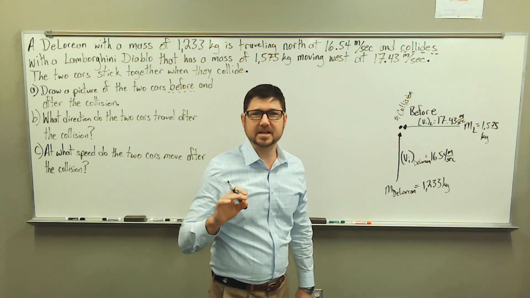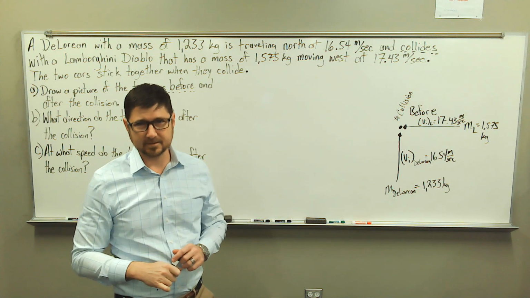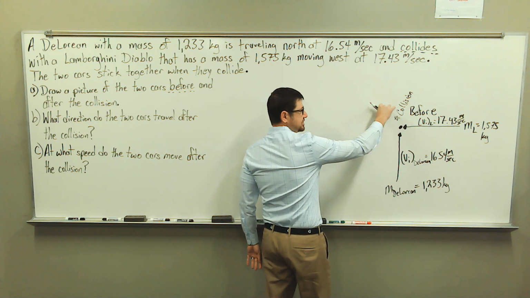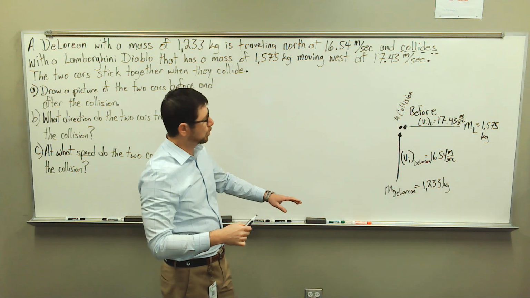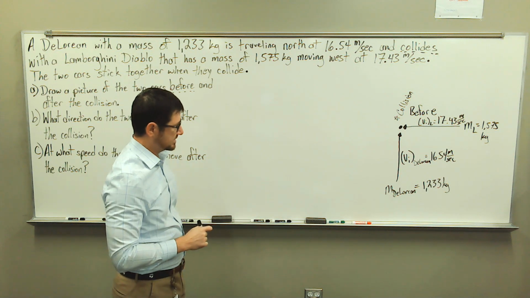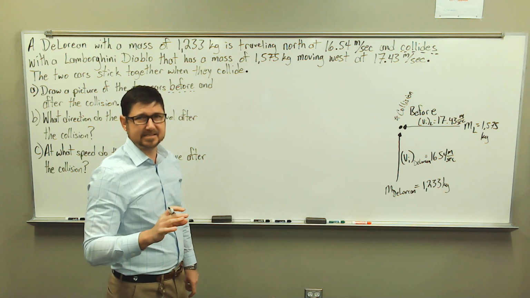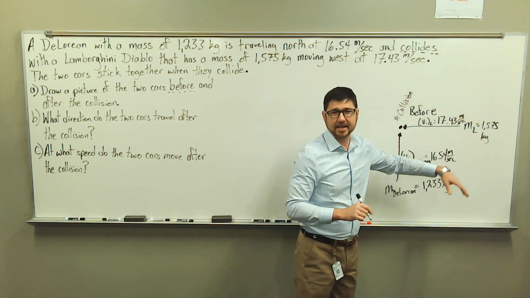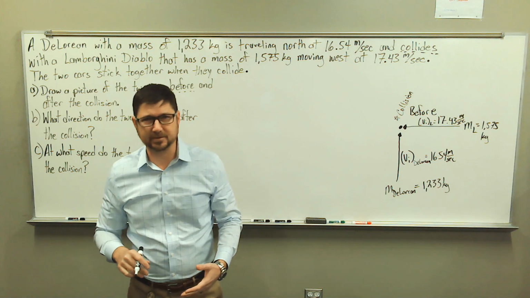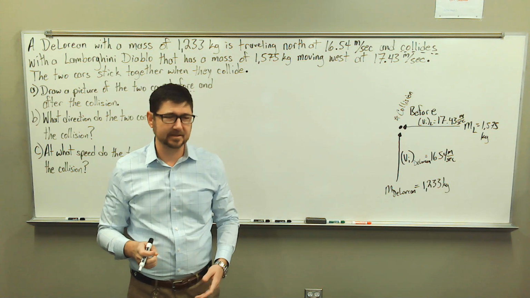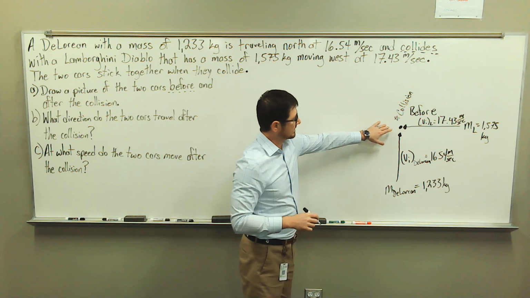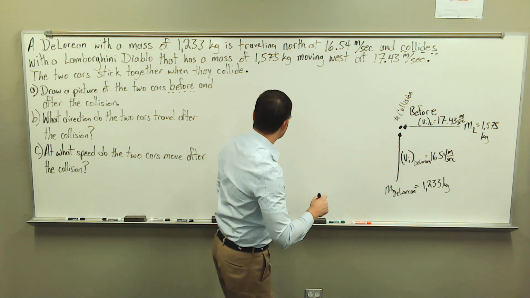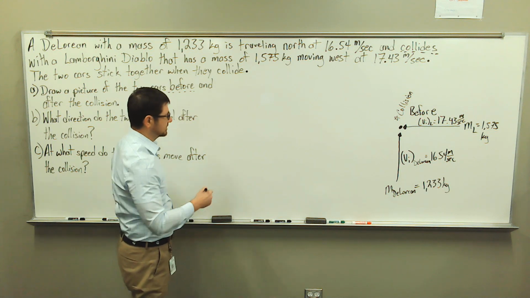Now the problem tells us that they're going to stick together when they collide. They are going to head in this general direction, which would be quadrant 2 or a direction of northwest. So what we're going to do is calculate the momentum of both the DeLorean and the Lamborghini, and then add vectors graphically. We're going to use the head-to-tail method and place the vectors right over here, and it's going to be the momentum vector.